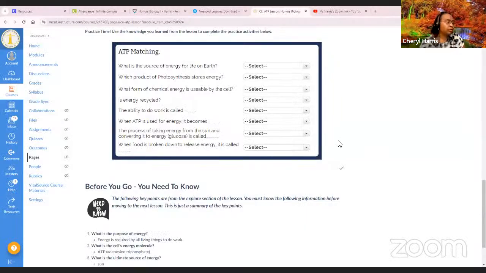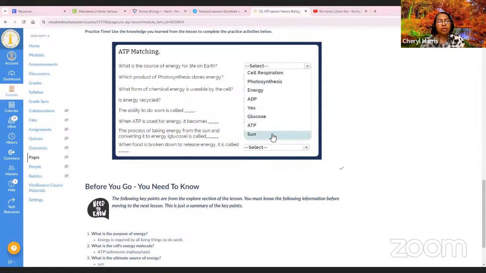All right, I'm going to go through it real quick. What is the source of energy for life on the earth? The ultimate source of all energy is the sun. Which product stores energy? That's the glucose molecule. That is our storage molecule. What form of chemical energy is used by the cell? ATP.